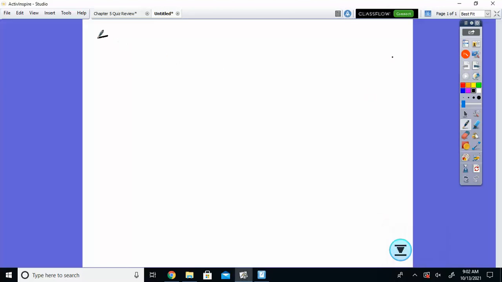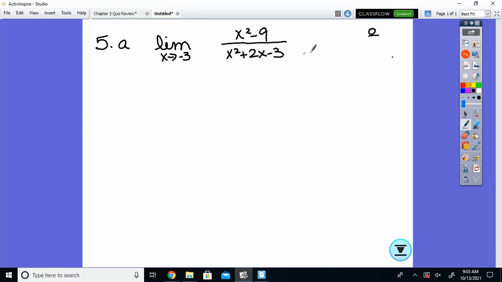So problem number 5, part A. We have the limit as x approaches -3 of x squared minus 9 over x squared plus 2x minus 3. All right, so you're going to have a lot of limit questions. Now, I wouldn't put it past me to just put one on where you can just plug things in, to see if you're watching for that. We always check to see if we can put it in. If I just plug this in, I get 9 minus 9, so 0 on top, 9 minus 6 minus 3, so 0 on the bottom.